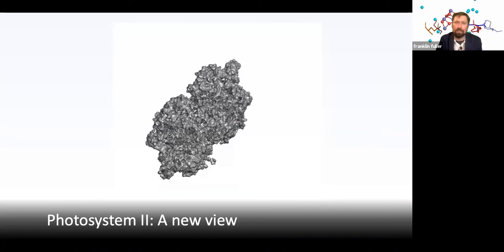Okay, so now we can finally get into the data. This is another view of Photosystem II. It's kind of tilted. I'm not showing the membrane. I'm just showing the 2 monomers of that dimer. And this is the external surface of Photosystem II.